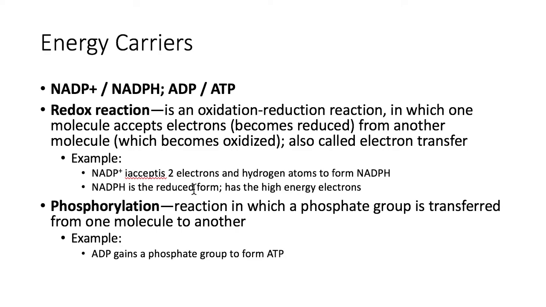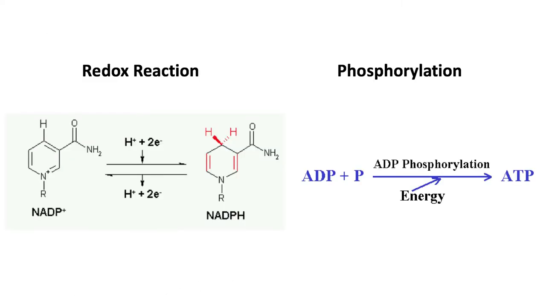The other thing that we've already touched upon in the last lesson is something known as phosphorylation, which is another type of reaction. And in this reaction, a phosphate group is transferred from one molecule to another. And this is another method of energy transfer. The one that we used as an example was how ADP gains an extra phosphate group to form ATP. All right, so here are the two reactions.